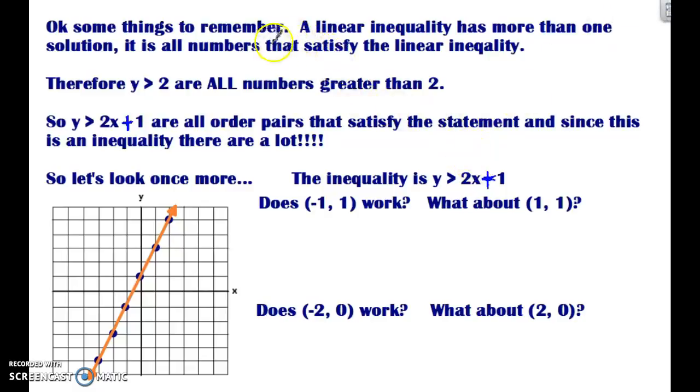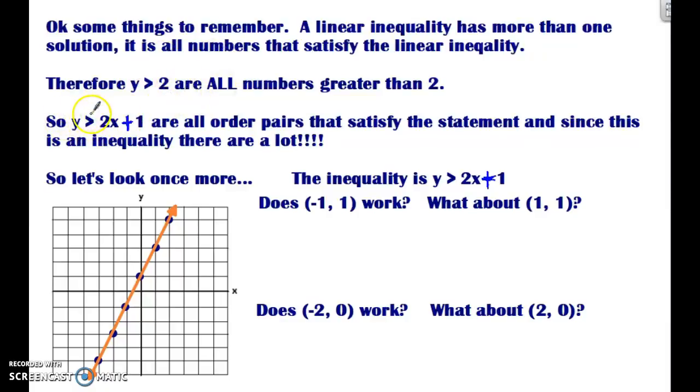Okay, some things to remember. A linear inequality has more than one solution. It is all numbers that satisfy the linear inequality. So therefore, y is greater than 2 are all numbers that are greater than 2. All numbers. So 5, 7, 25, 2,764. Okay, all numbers that are greater than 2.3. Okay, that's what y represents.